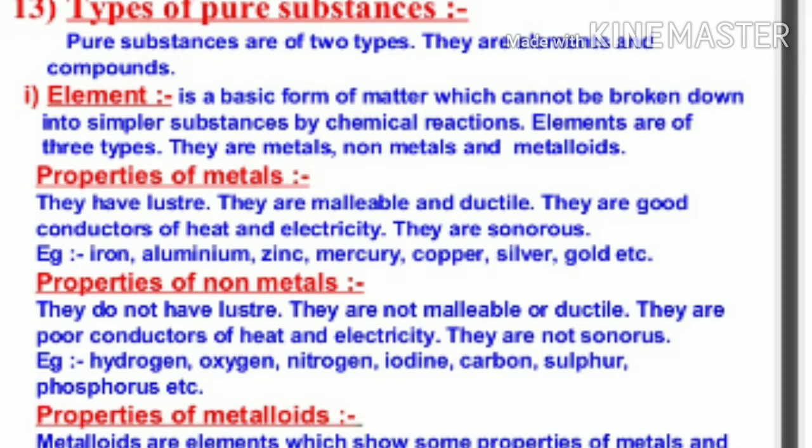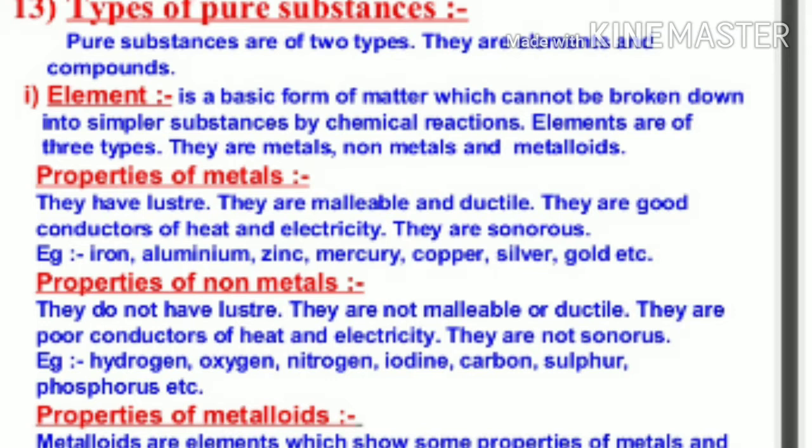So what is meant by element? Element is the basic form of matter which cannot be broken down into simpler substances by chemical reactions. So elements are of three types. They are metals, non-metals and metalloids.